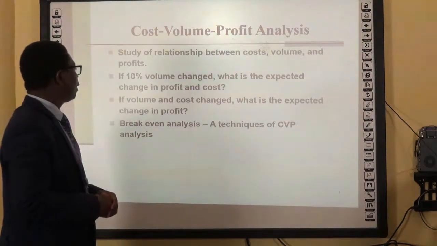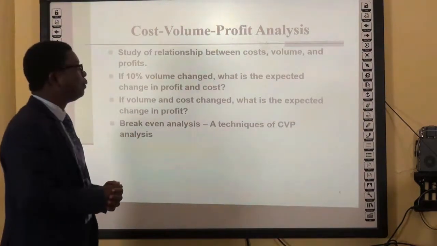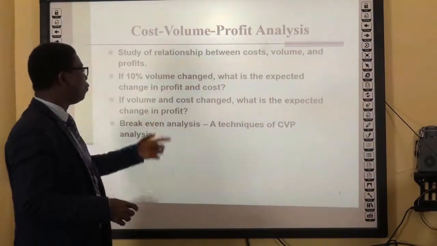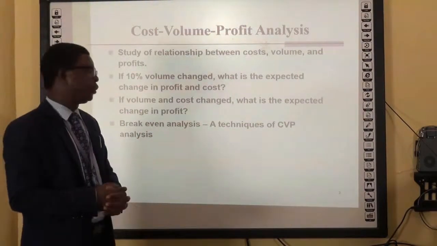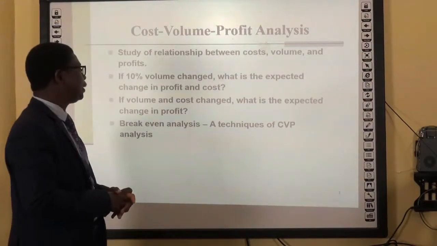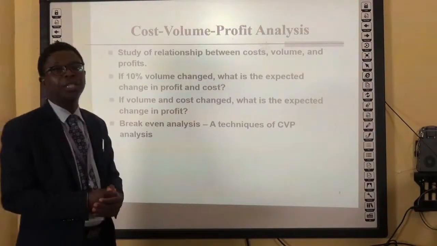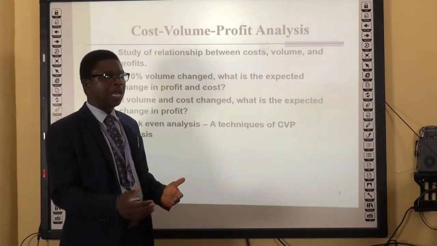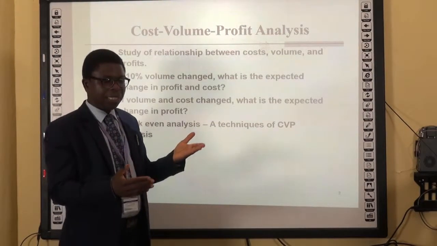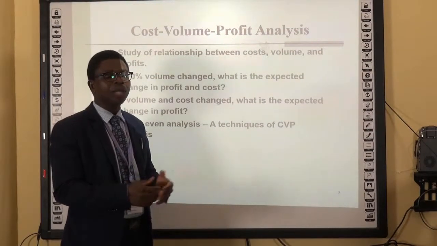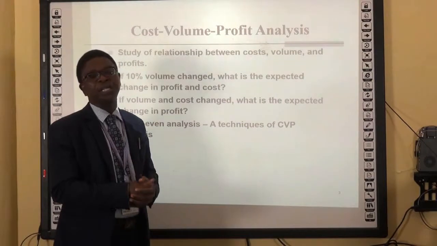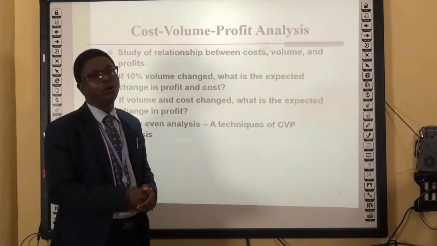Another question that this subject will help us to answer is this: if volume and cost change, what is the expected change in profit? If you have been operating at this level before, and then there is a change in the level of activity, and then of course there will be a change in cost, what will be the implication on the level of profitability?